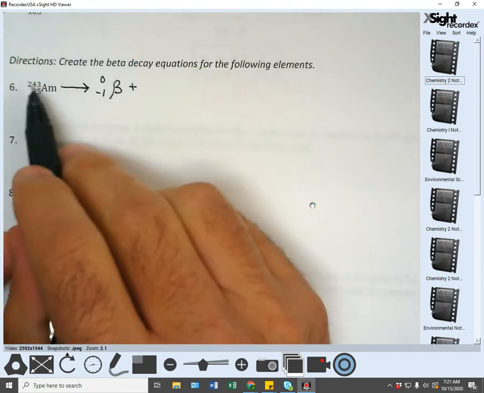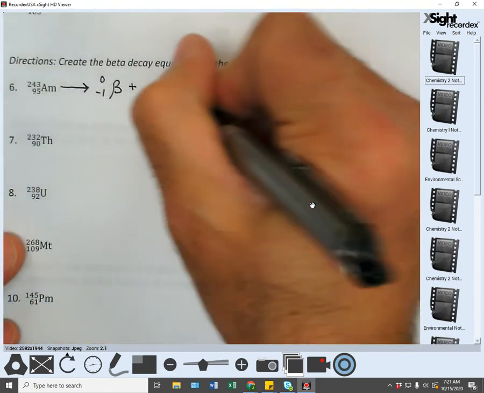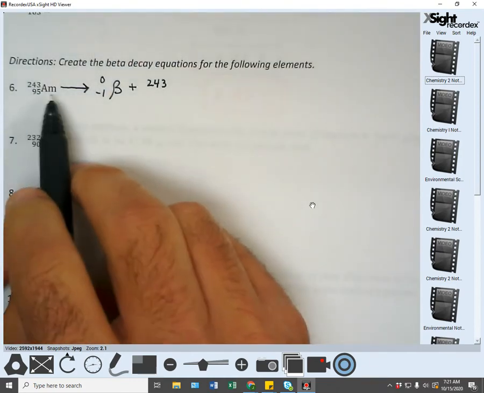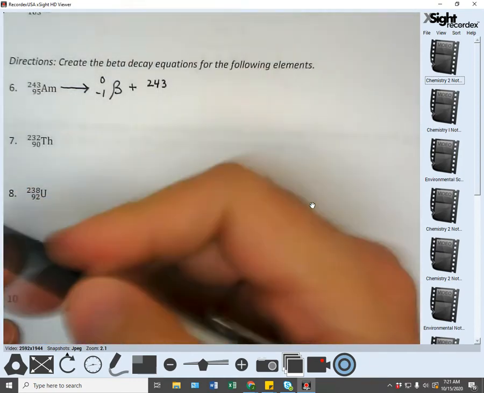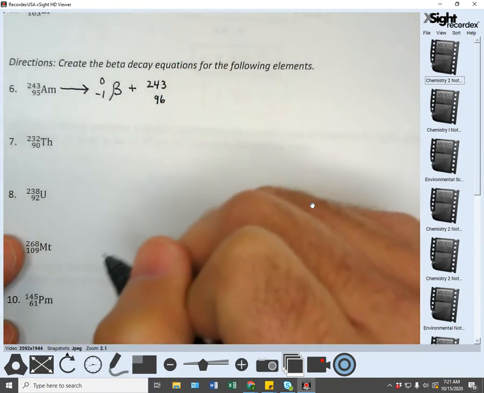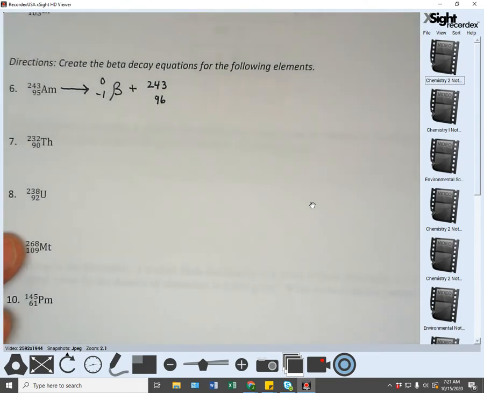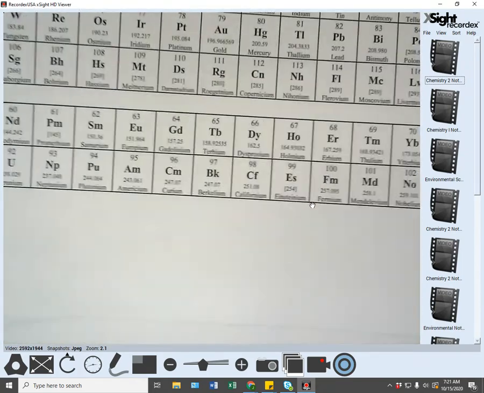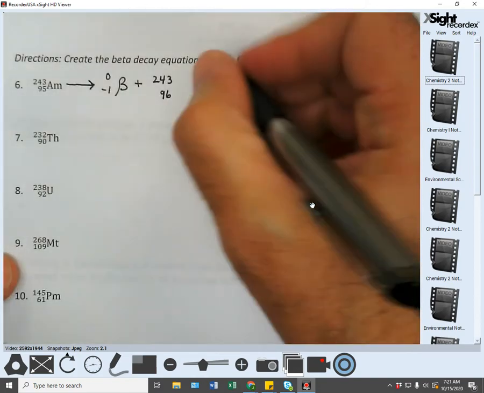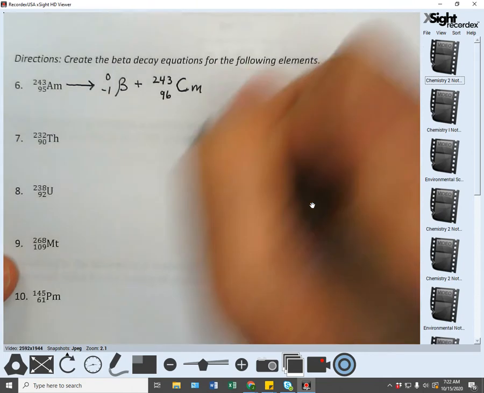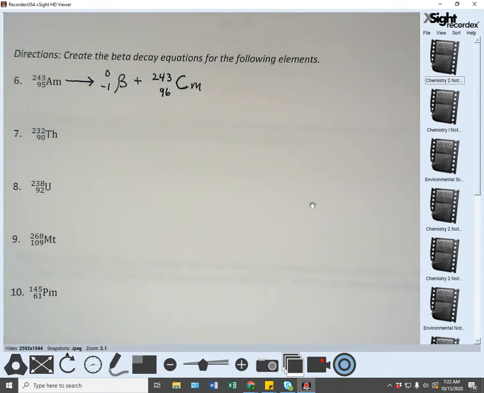Now, let's see what we have. 243 with 0, it stays 243. On the bottom, 95 minus -1 means we add 1, so it becomes 96. We look up 96 on our periodic table, and we find Cm. There we go. That's the beta decay equation.